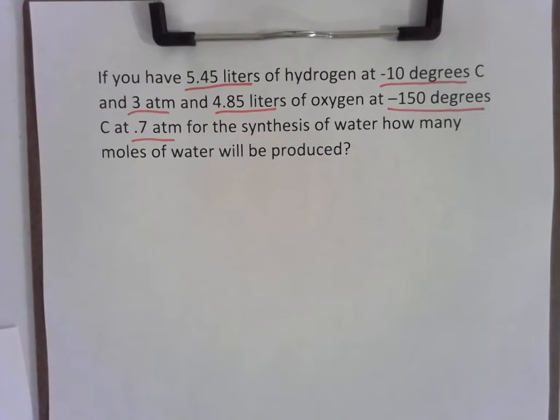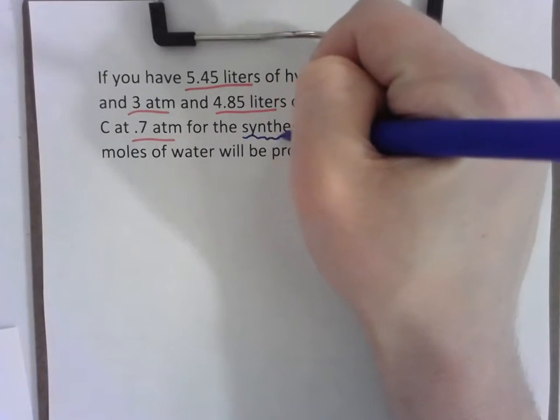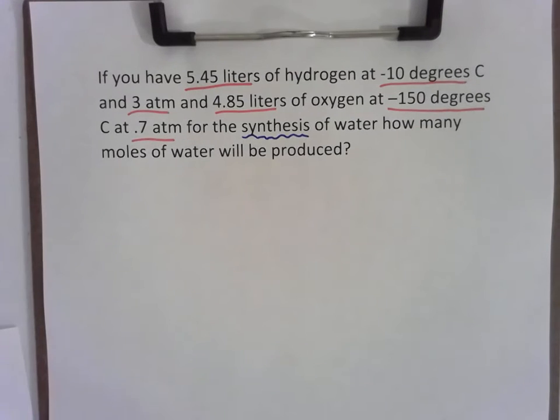So in this particular problem, I'm given some information about hydrogen gas, and I'm given some information about oxygen. I'm actually told that this is a synthesis reaction. And the whole purpose of this problem is to figure out how many moles of water are produced. So that means water must be a product.